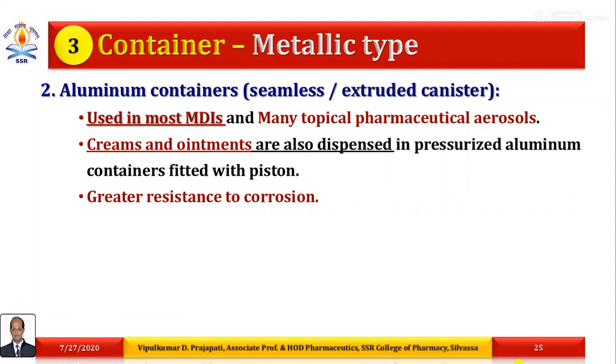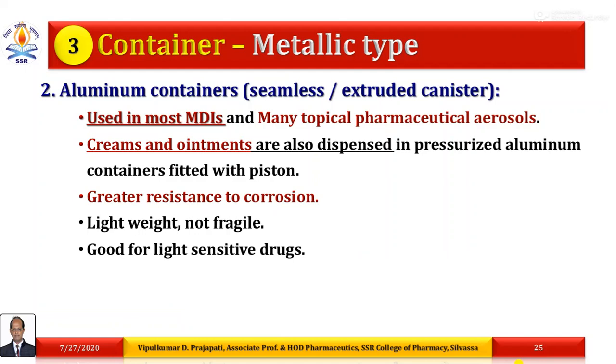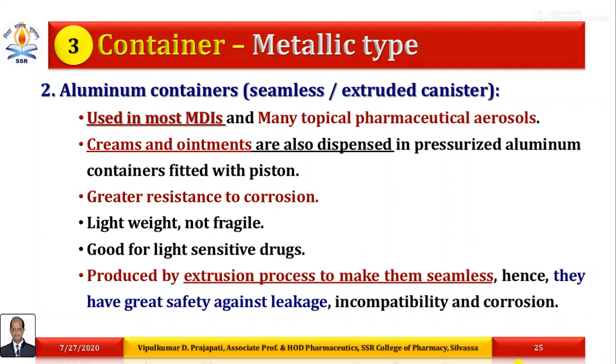Greater resistance to corrosion, that is the main property of aluminum containers. Light in weight, not fragile. Good for light sensitive drugs, and they are produced by extrusion process to make them seamless, meaning a single piece. Hence there are no joints. They have great safety against leakage, incompatibility and corrosion.